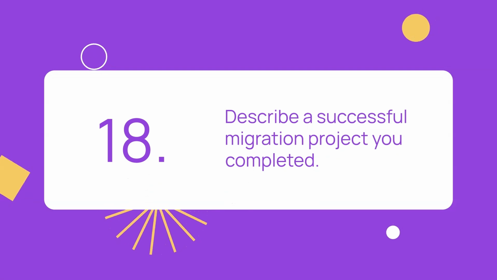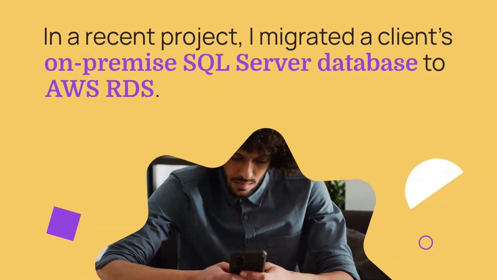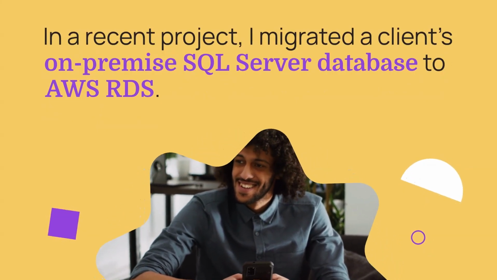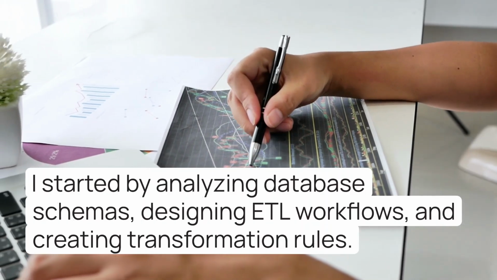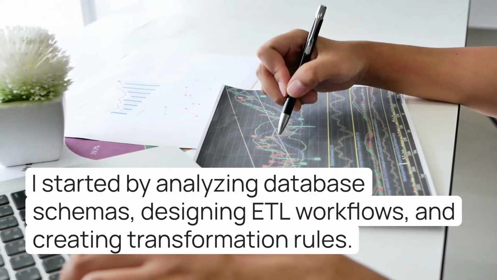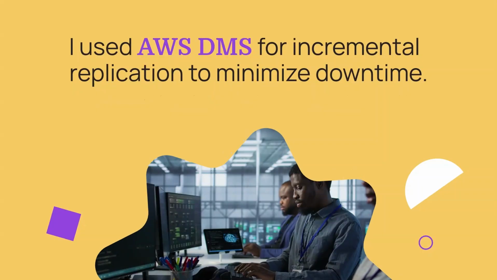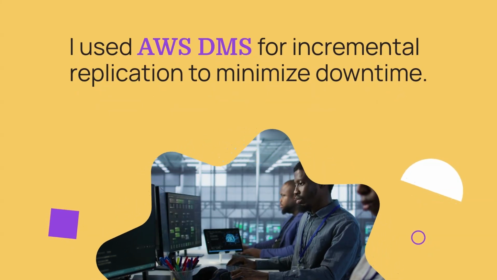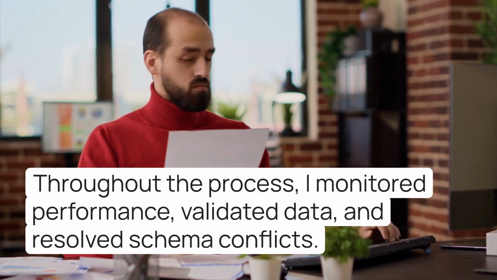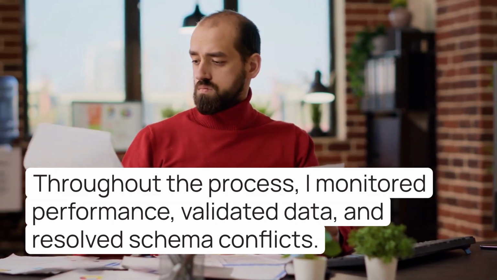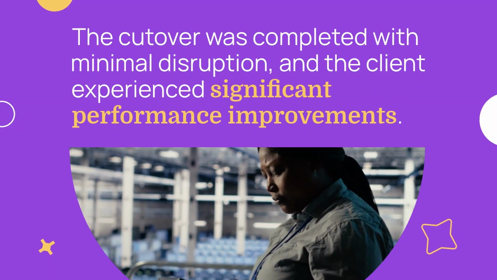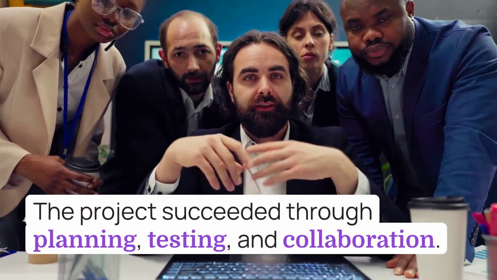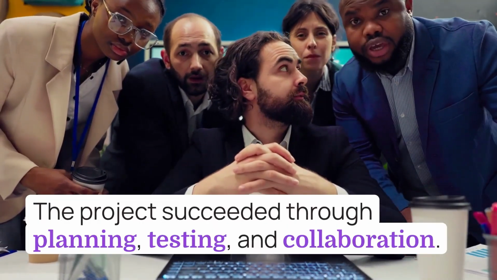18. Describe a successful migration project you completed. In a recent project, I migrated a client's on-premise SQL Server database to AWS RDS. I started by analyzing database schemas, designing ETL workflows, and creating transformation rules. I used AWS DMS for incremental replication to minimize downtime. Throughout the process, I monitored performance, validated data, and resolved schema conflicts. The cutover was completed with minimal disruption, and the client experienced significant performance improvements. The project succeeded through planning, testing, and collaboration.